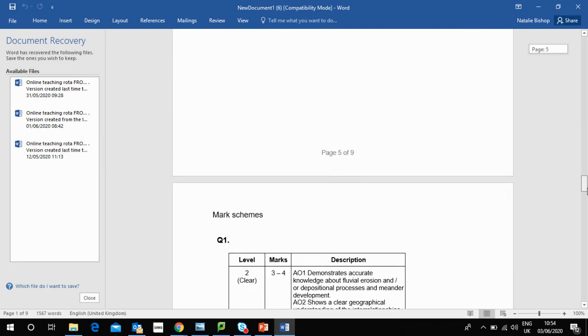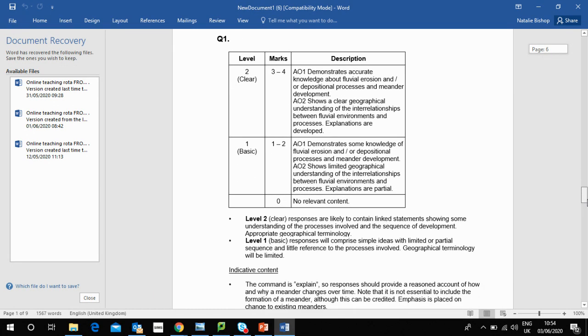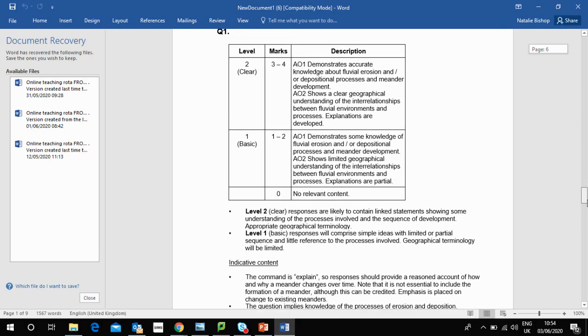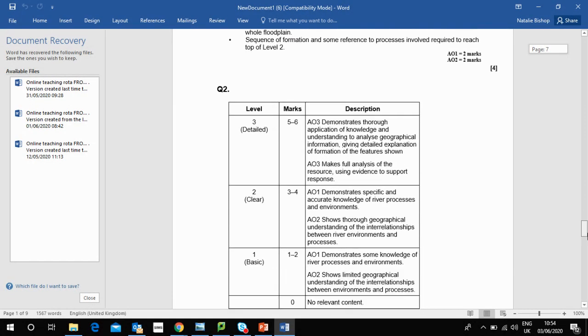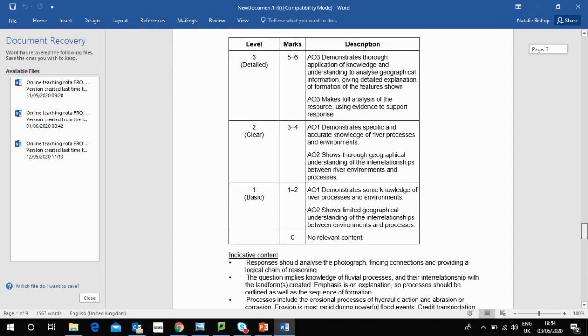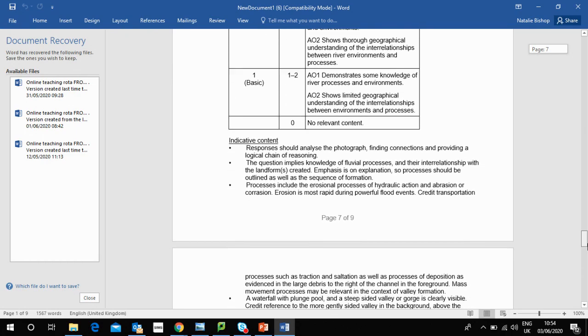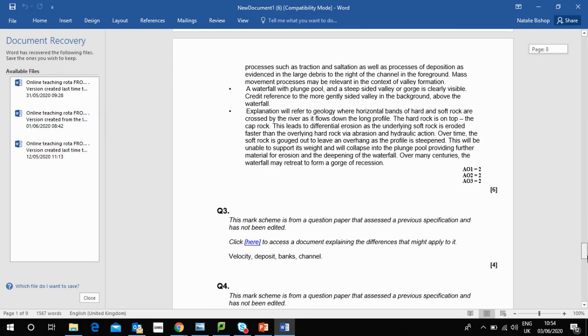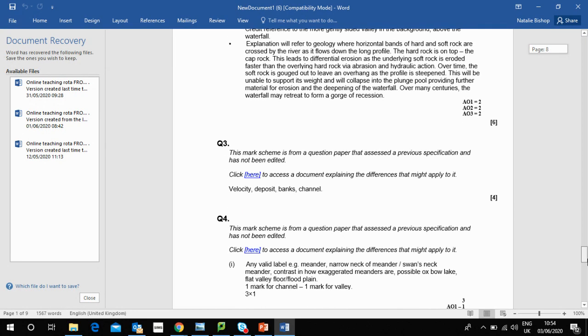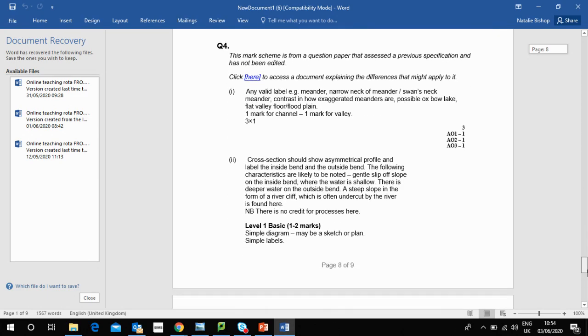And the mark scheme is here. I will put this up. So this is question 1. Question 2. Question 3. Question 4.